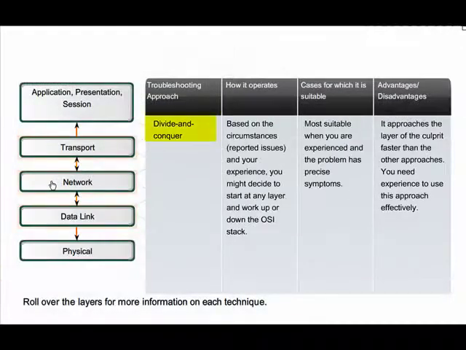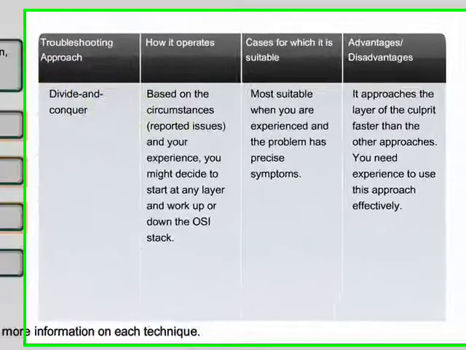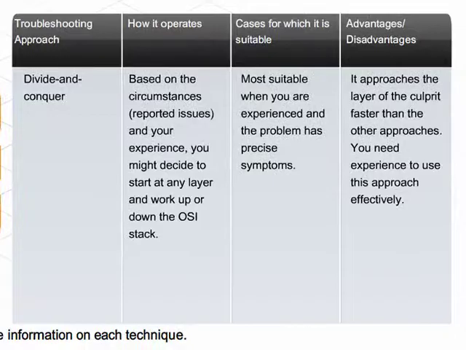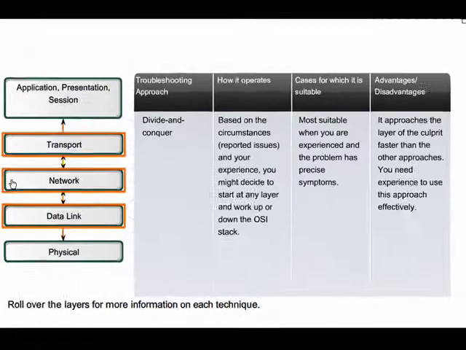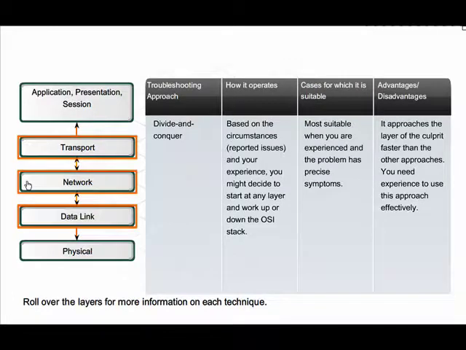Divide and conquer typically begins troubleshooting at one of the middle layers and works up or down from there. For example, the troubleshooter may begin at the network layer by verifying IP configuration information. Structured approaches make them ideally suited for the novice troubleshooter. As you become more experienced, you may be able to bypass structured approaches and rely on instinct and experience to know where to start to solve network issues.